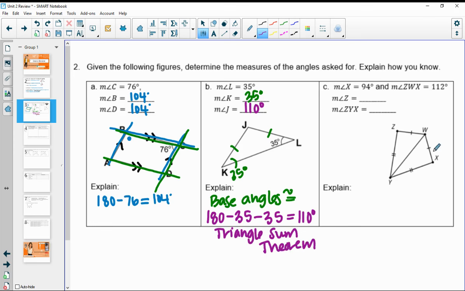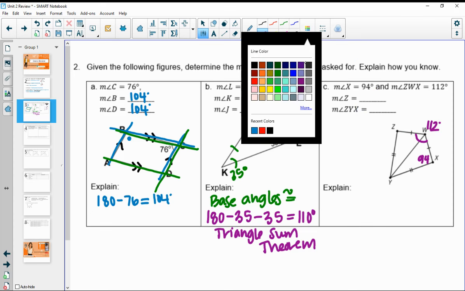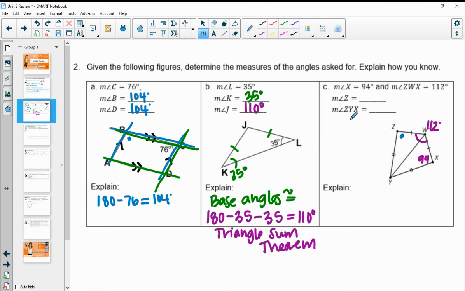Part C, angle X is 94 degrees. Angle ZWX, so this whole angle right here is 112. And then it wants us to find angle Z, which is here. Let me do a different color. So angle Z, and then also ZYX, so this big angle. So those are the two angles we're looking for.